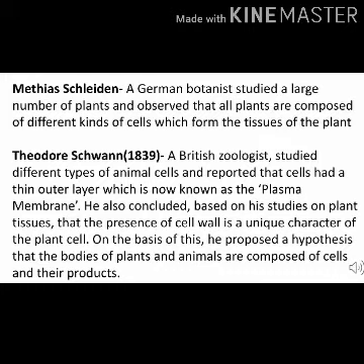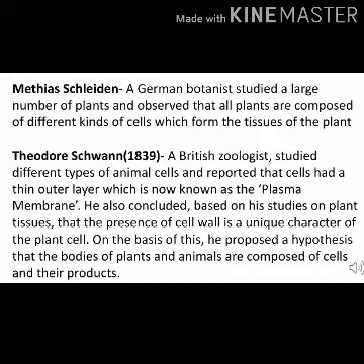So what Matthias Schleiden had done, he was a German botanist who studied a large number of plants and observed that all plants are composed of different kinds of cells which form tissues of the plant. So basically he discovered the plant cell in short.